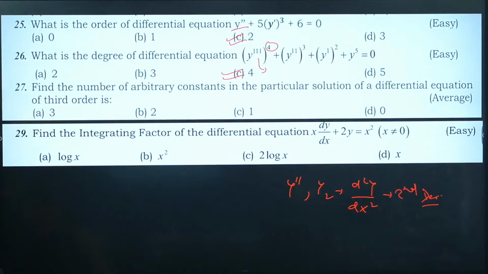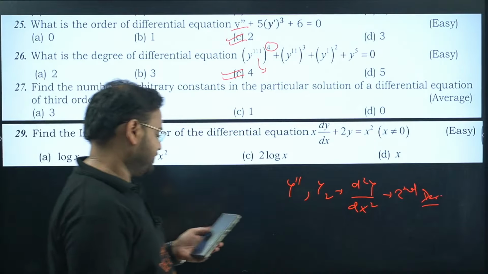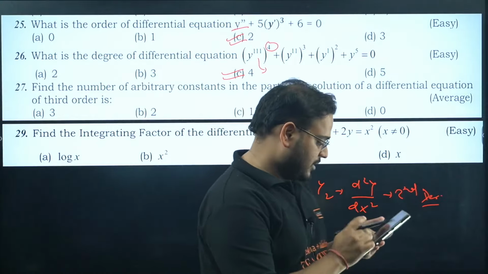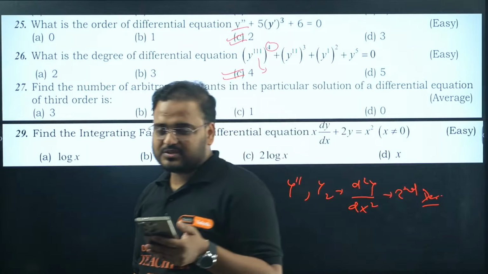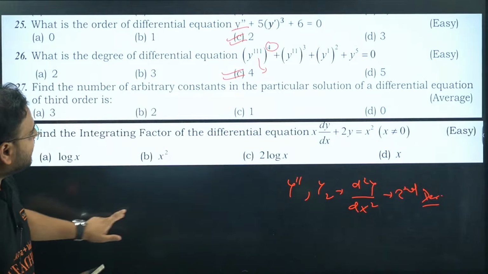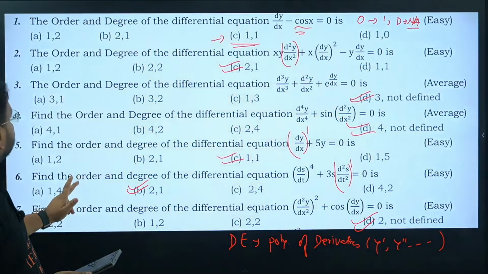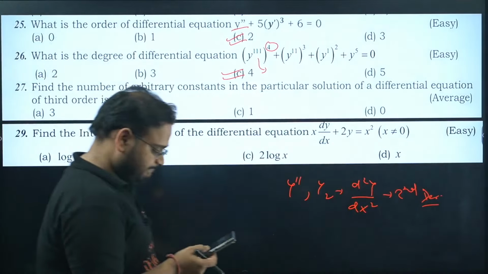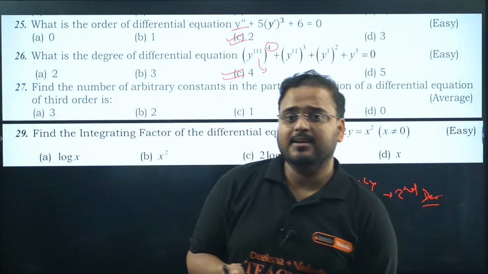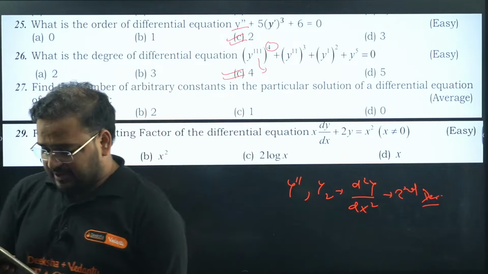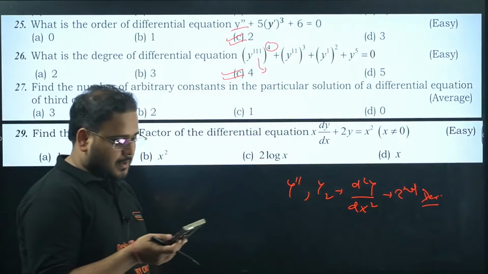Find the number of arbitrary constants. Okay, I want answers from all of you now, because we are about to close the session, I guess. Yeah, a few more questions. Okay, we still have more questions to go. Where were we? We were here. Okay, 26 is C, correct. 27 and 29.